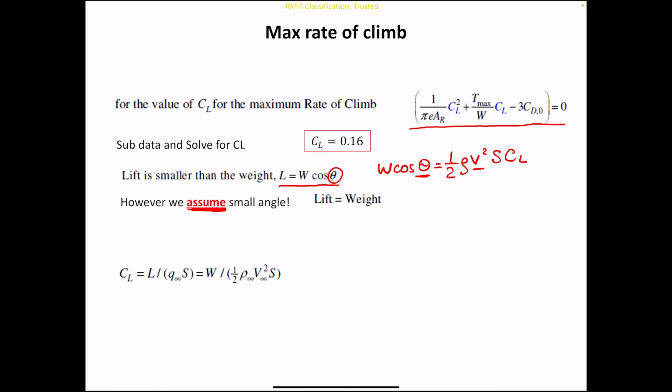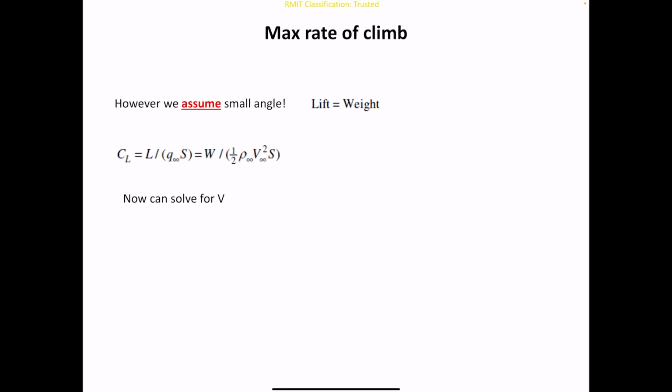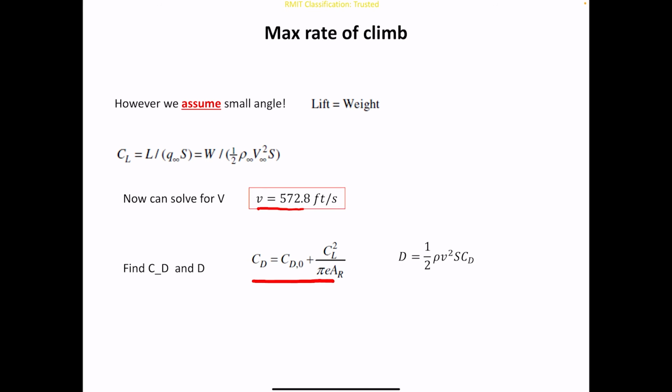So here is familiar equation. Please substitute data and please calculate velocity. It is on the next page. So we find velocity. Please double check. Now we are going to find drag. We know everything here. We can find drag, and after that we can find rate of climb.